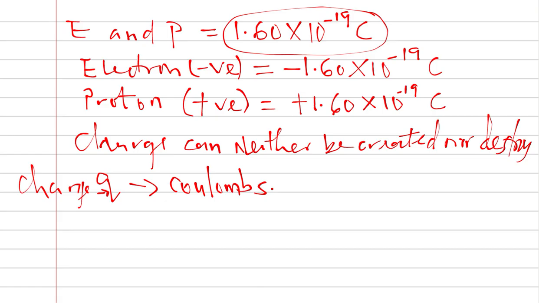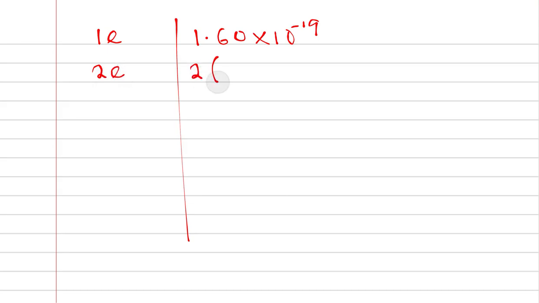So when we have something like this, I want to show you something like a table. Let's say I have 1 electron. We know that 1 electron weighs 1.6 times 10 raised to power minus 19. And what would 2 electrons now be? 2 electrons will be 2 multiplied by what? 1.60 times 10 raised to power minus 19.